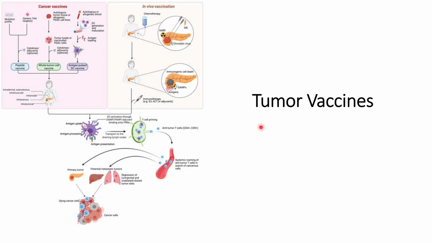In this video, we will discuss the ideas of these tumor vaccines. Tumor vaccines can be made of different types, and one of them could be based on generic tumor-associated antigens that are usually found in most cancer patients.